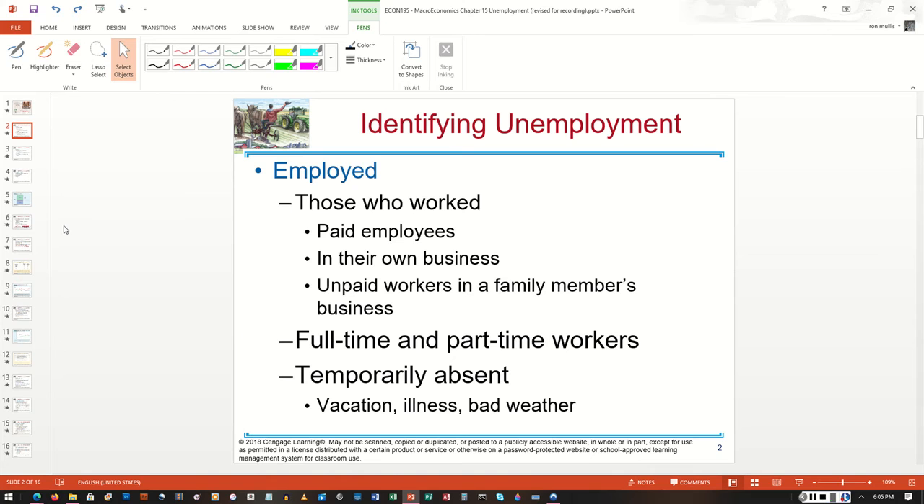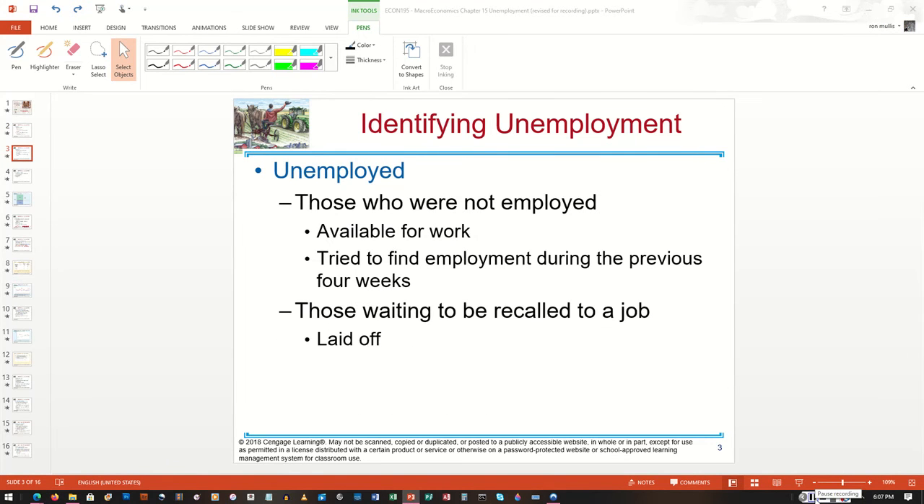When we think of employment and unemployment, there are three groups that are broken down in the unemployment rate. The first group is the employed group. These are the people who are paid employees, or they own their own business, or they could be unpaid workers in a family business. The employed are either full-time, meaning they work 32 hours or over, or part-time, anybody working under 32 hours. And they also have temporary absence. Their absence isn't due to work loss, but it could be due to going on a vacation, illness, or bad weather.